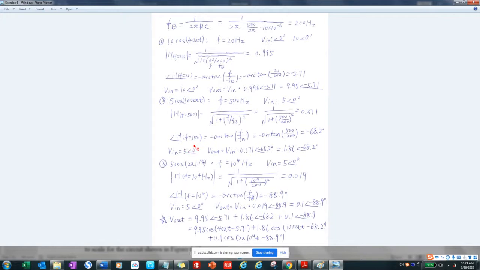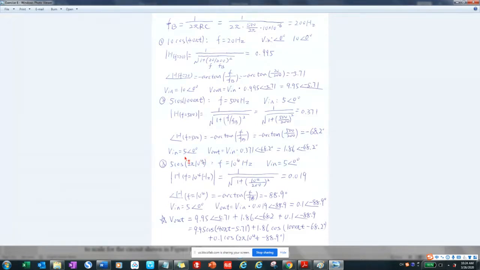For the phase angle at frequency equal to 500, we use the same formula, negative arctangent F over FB. Plug in F equal to 500, FB equal to 200, we will get the phase angle as negative 68.2. Your input is 5. Output will be the input multiplied by the transfer function. The transfer function's magnitude is 0.371, and the phase angle is negative 68.2.